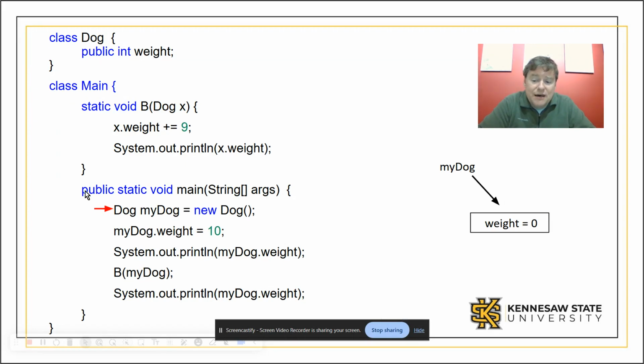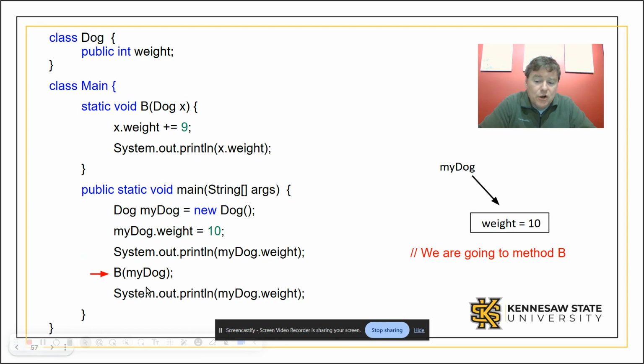And then we have our main method where we create a dog, myDog equals new Dog. That's how you instantiate a new dog. Then we say myDog.weight equals 10. And since it's public, it's going to allow me to change that. We print out the weight, and we know what we're going to get is 10. 10 gets printed on the screen.